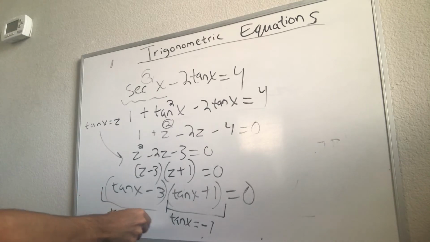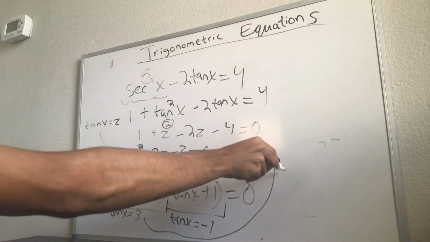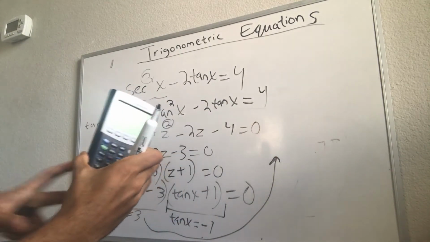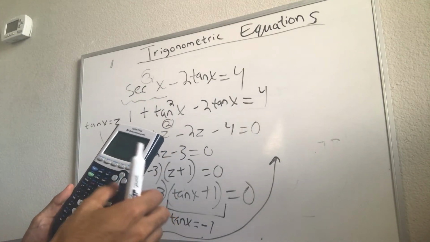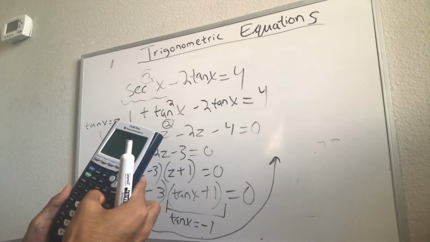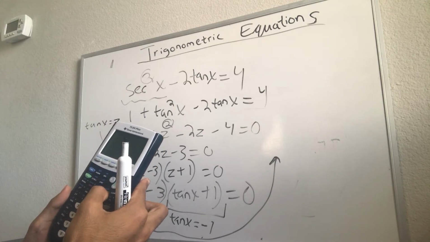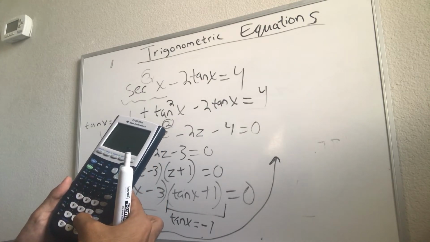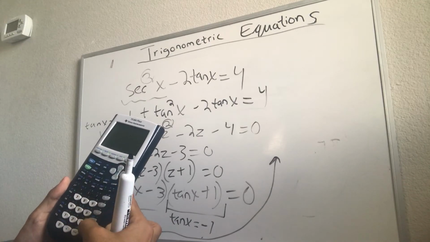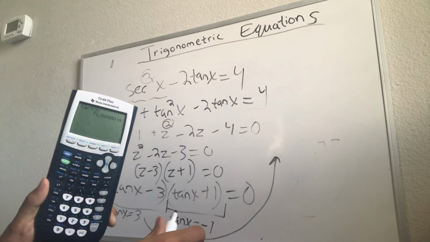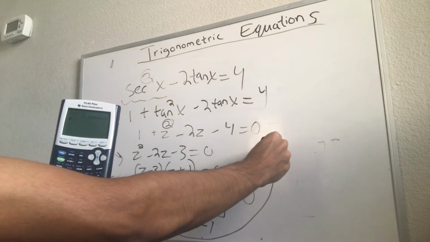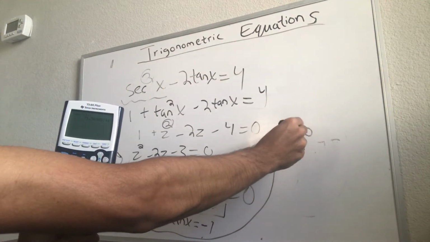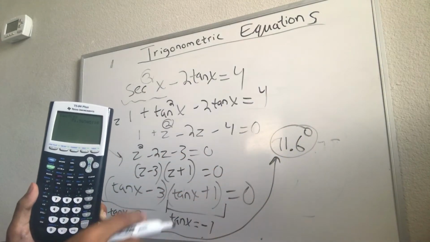With tangent of x is equal to 3, what you can do is use the calculator. You can just do inverse tangent, press in the value 3, and when you do this, you get 71.6 degrees as a possible value for x.